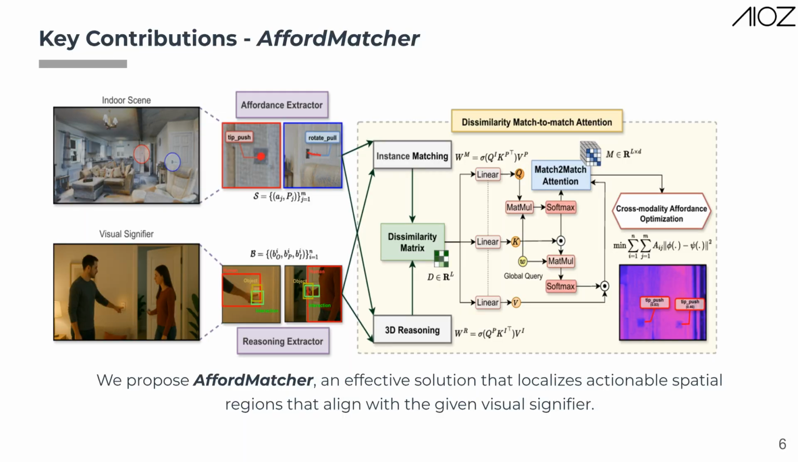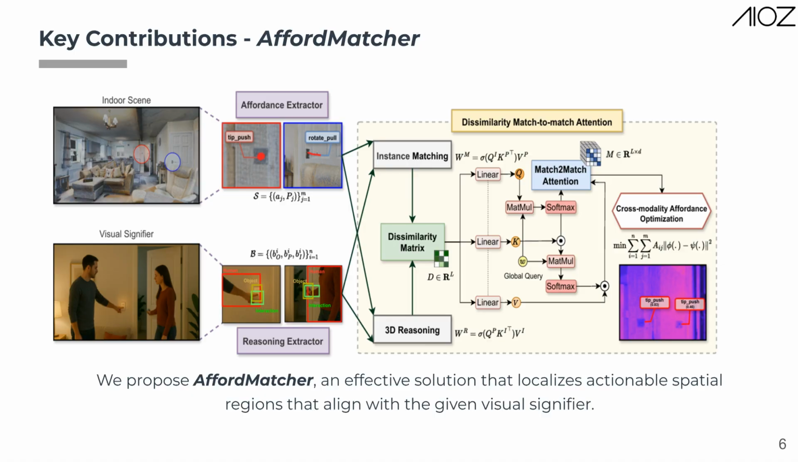To handle the stated affordance matching problem with the designed dataset, we propose AffordMatcher, a cross-modal framework for zero-shot affordance segmentation in 3D scenes using visual interaction cues. The core idea is to align visual signifiers of human-object interactions with spatial affordance regions in 3D point clouds. Instead of directly predicting affordances from geometry alone, AffordMatcher reasons jointly over 2D interaction semantics and 3D scene structure to identify regions.